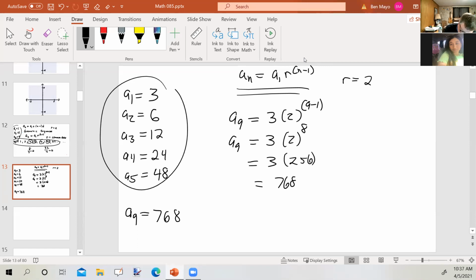So we've got the first 5 terms and the 9th term of the sequence. Any questions on that example? All righty, let's take a look at another example.